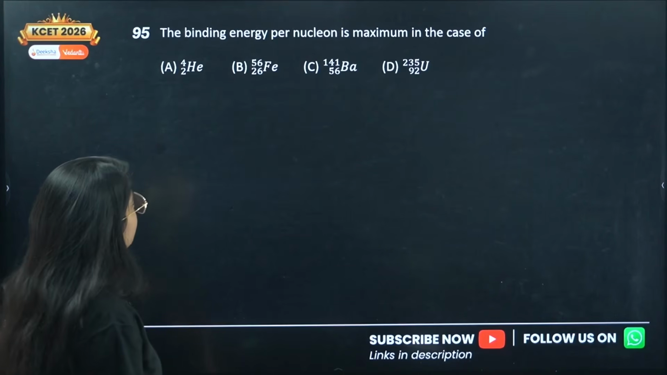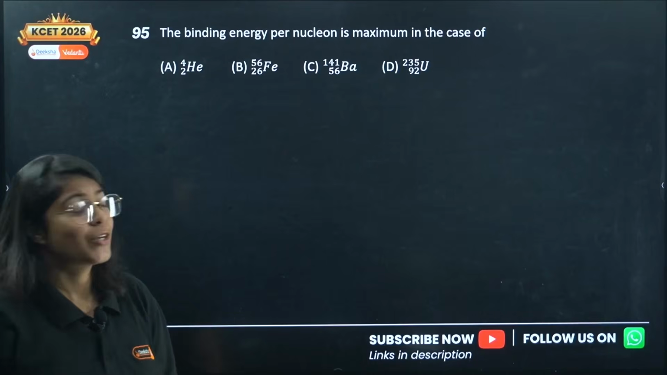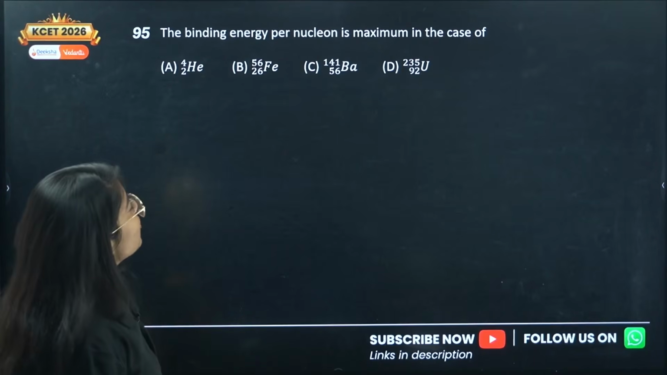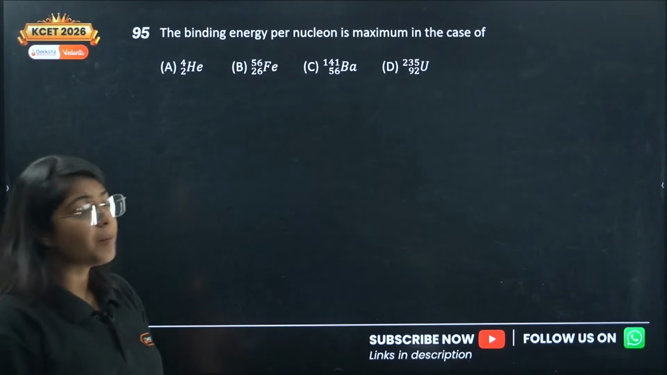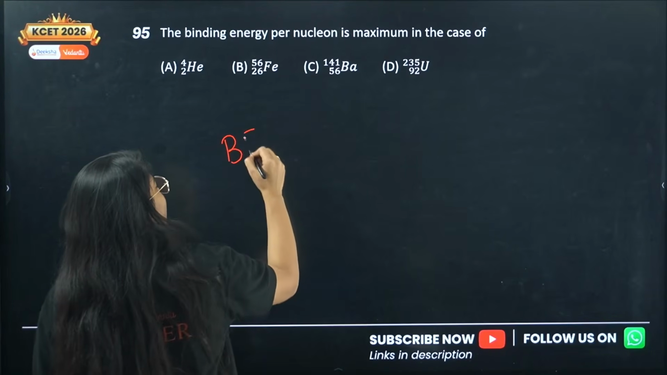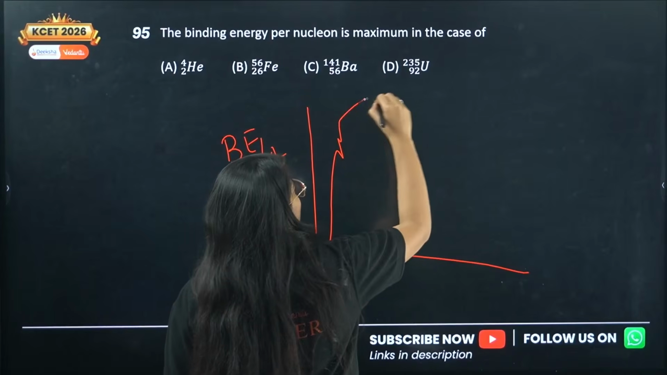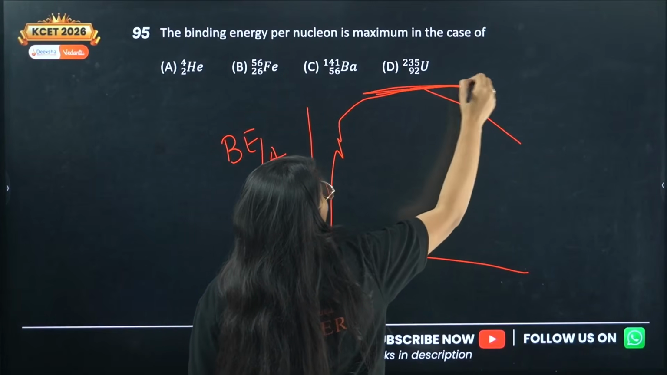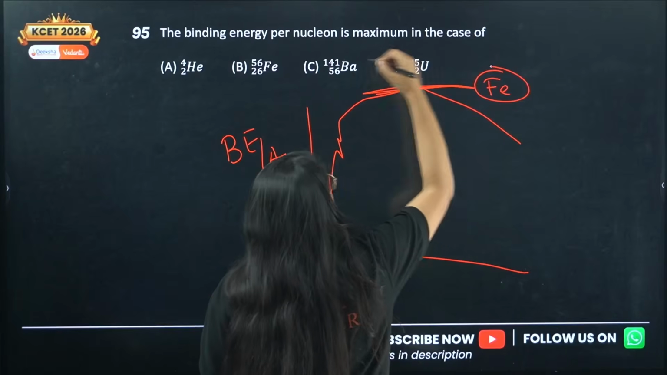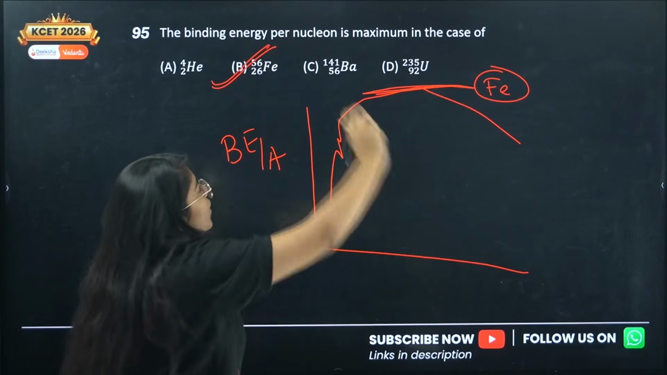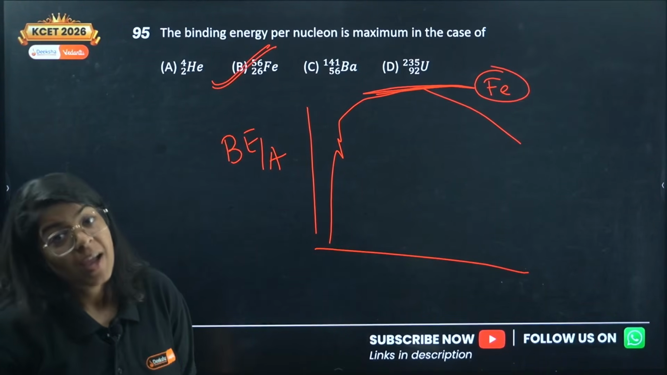Correct? We are at 95th question. The binding energy per nucleon is maximum. Now we know the curve of binding energy per nucleon. This goes something like this, and at this maximum we have iron, and so the binding energy per nucleon is maximum in case of iron.